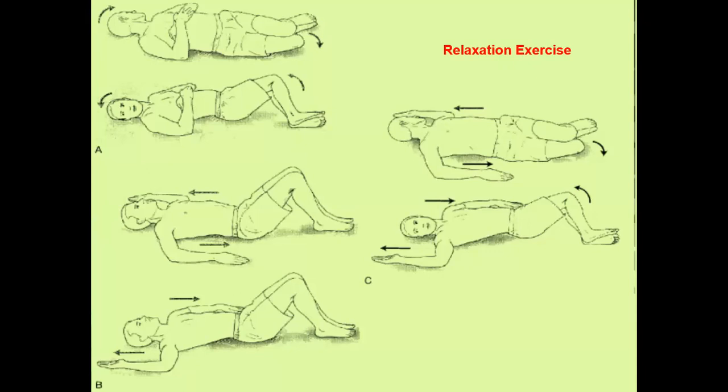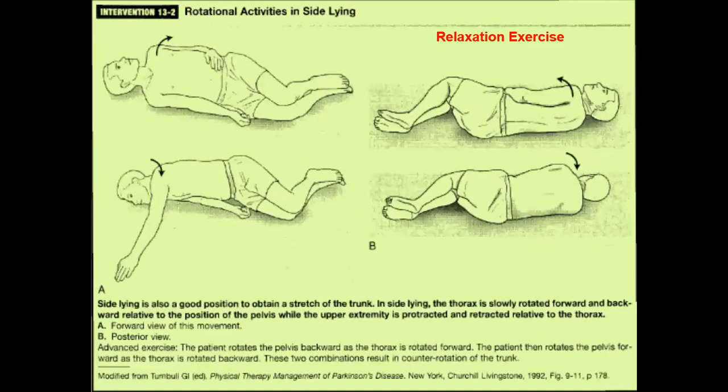One should be flexed, another should be extended. Suppose right is flexed, left side is extended. Then the other way, left side flexed, right side extended. During that time, we ask the patient to deep inhale and exhale. This will help to reduce stress, and ask them to repeat 5 to 10 repetitions. This is the relaxation technique.